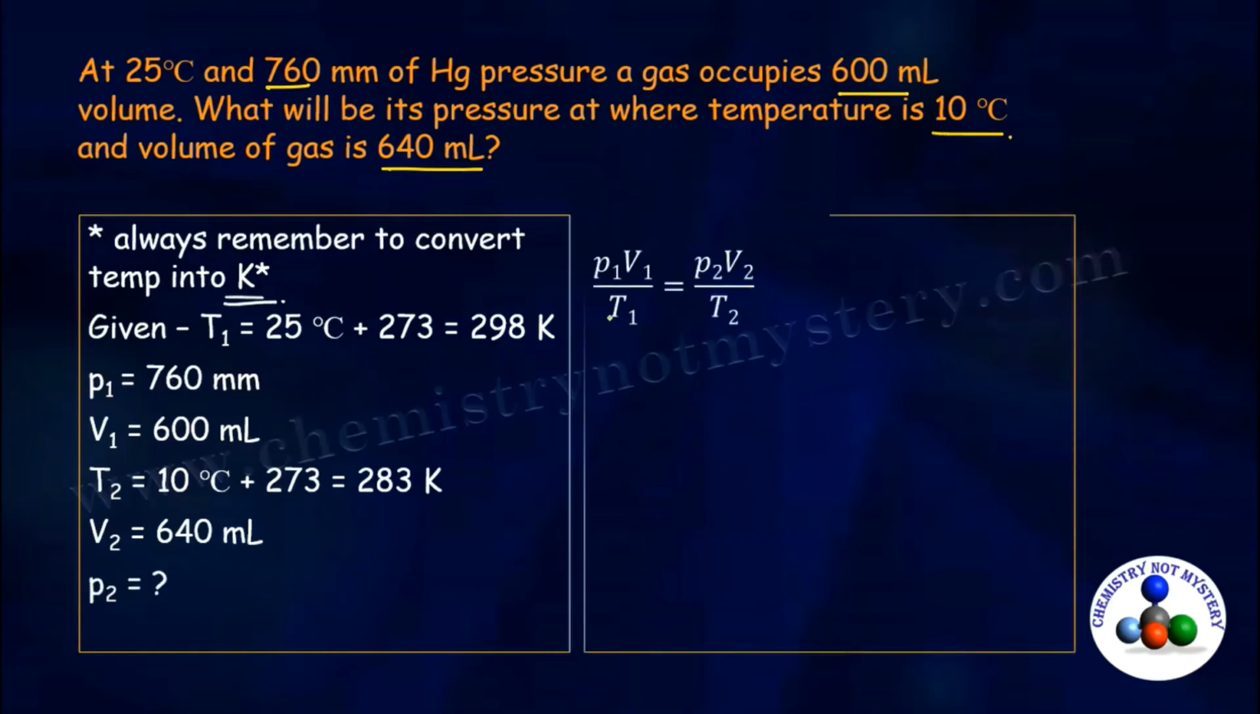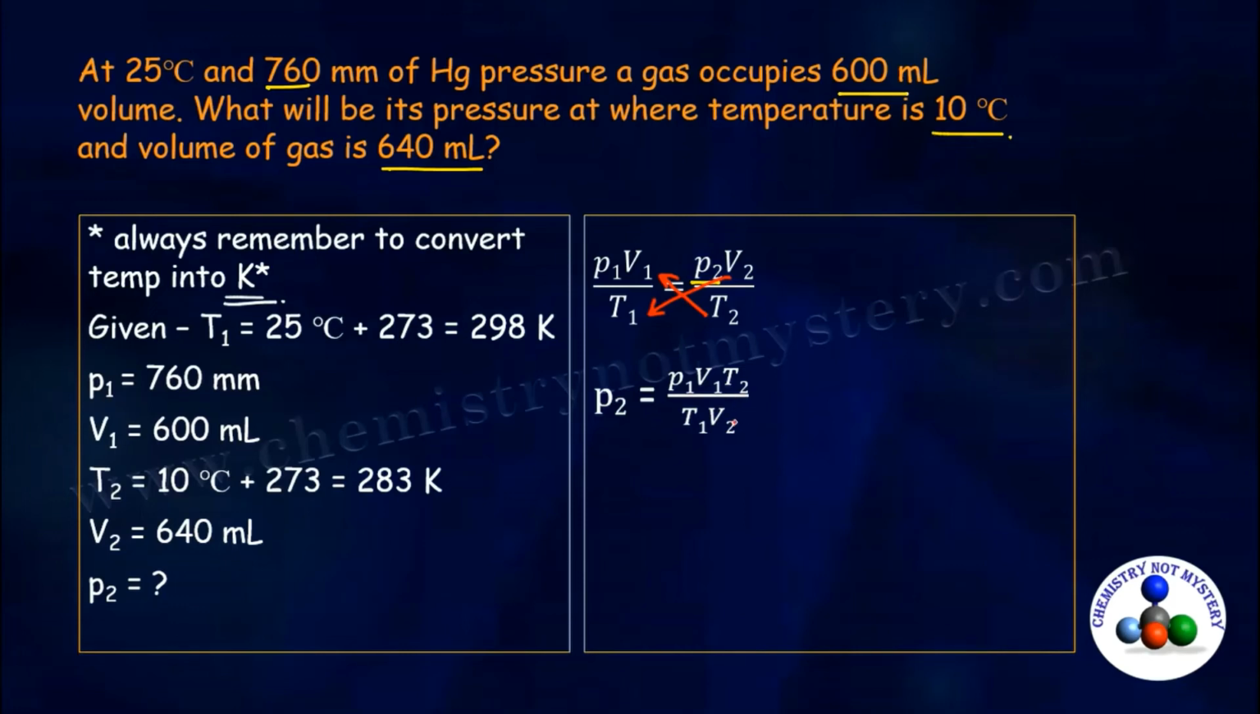We have the formula P1V1/T1 = P2V2/T2. As we have to find P2, rearrange the equation. When you transfer V2 to the other side of the equation, it will go in the denominator. And when you transfer T2 to the other side of the equation, it will go in the numerator. So here you get P2 = P1V1T2/(T1V2).